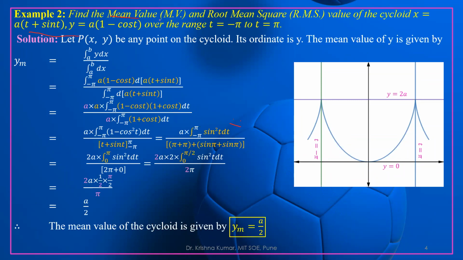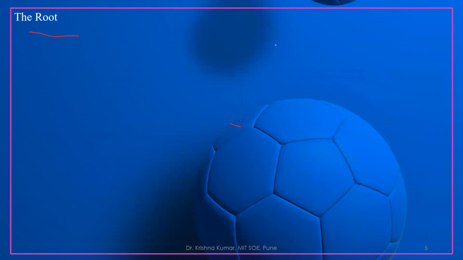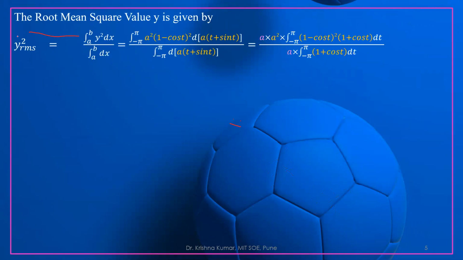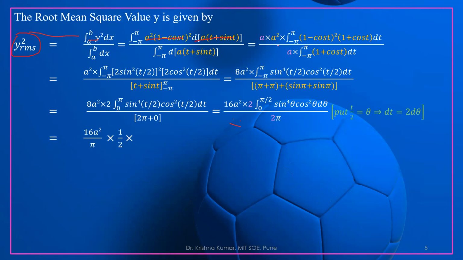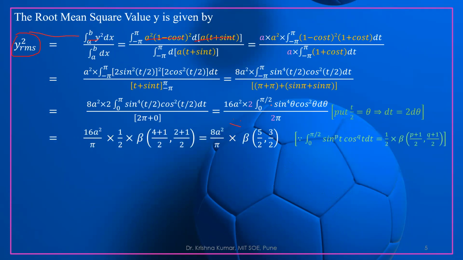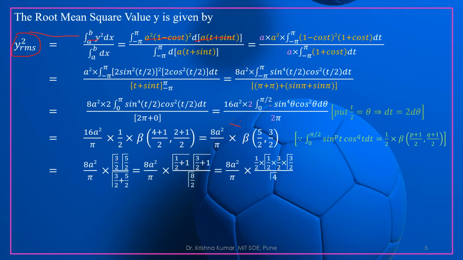Let us see how to find the root mean square value. So we have to just square it. The root mean square value of y is given by the square root. Let us first find y square RMS, and then we take its square root. So we have to put the same thing over here. We are not doing anything else. So we substitute all these values and do all the calculations.